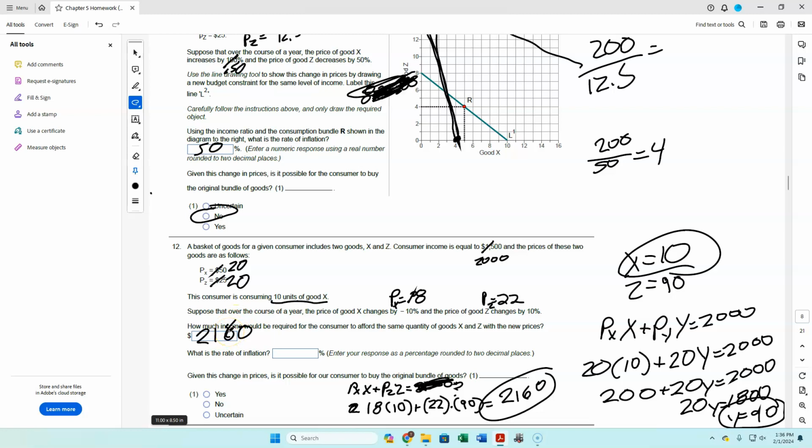What is my rate of inflation? Well, it went up by 160. And what we would see here is that that is an 8% difference to go from 2000 to 2160. And then is it going to be possible to buy that original bundle of goods? Not at this price. We're not going to have that money. It costs 2160 and we only have $2,000. Okay.